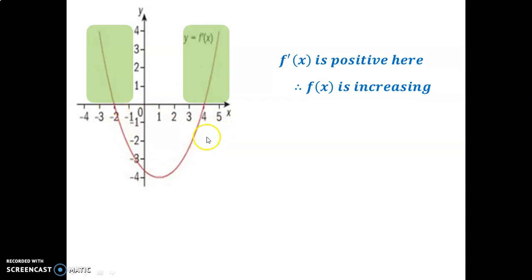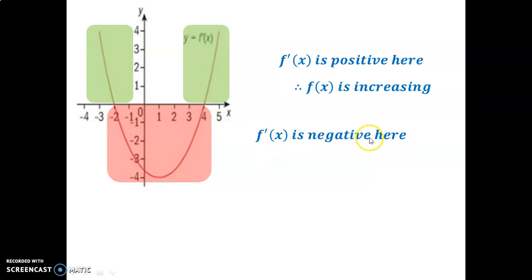Now look down here. Down here, the derivative has negative values. These are all negative y values. So the derivative is negative down there, and that tells us the original is decreasing for those x values, because a negative derivative tells us there's a negative slope. So from here to here, the graph has a negative slope.